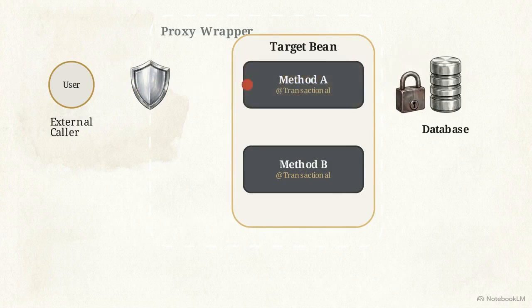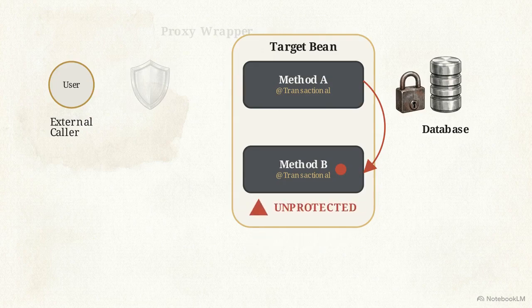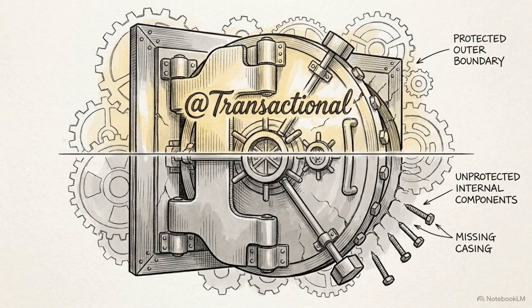But during self-invocation, method A calls method B internally. The signal loops, the proxy is skipped, transaction logic never triggers, and method B runs unprotected. Without crossing that external proxy boundary, the transaction does not exist, leaving your database operations vulnerable to partial failures.